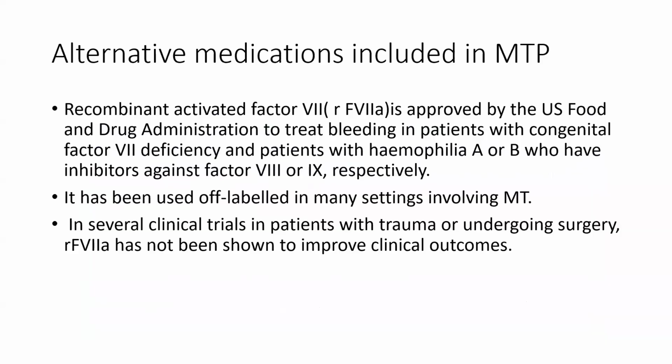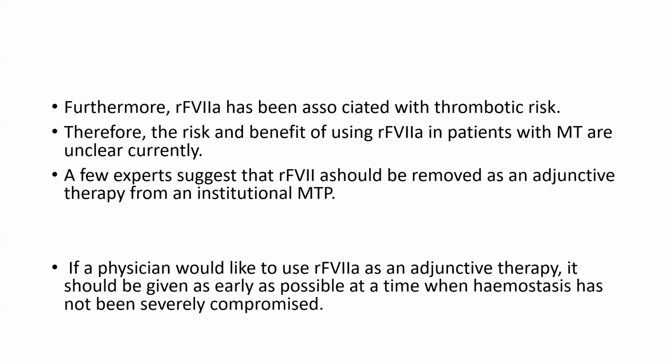Then an alternative medication included in massive transfusion protocols is recombinant activated factor 7, which is approved by the US Food and Drug Administration to treat bleeding patients with congenital factor 7 deficiency and patients with hemophilia A and B who have inhibitors against factor 8 and 9 respectively. It has been used off-label in many settings involving massive transfusion. In several clinical trials in patients with trauma and undergoing surgery, recombinant factor 7A has not been shown to improve clinical outcome. Furthermore, recombinant factor 7A has been associated with thrombotic risk. The risk and benefit of using recombinant factor 7A in patients with massive transfusion is currently unclear.